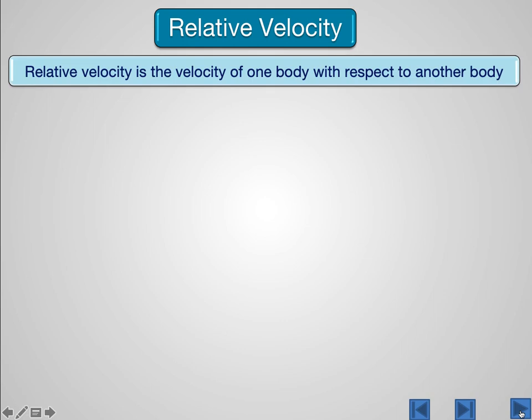Relative velocity means your velocity compared to another person. In fact, in everyday life what you get is only relative velocity. We will never get the absolute velocity of something because we measure velocity by comparing with something else.